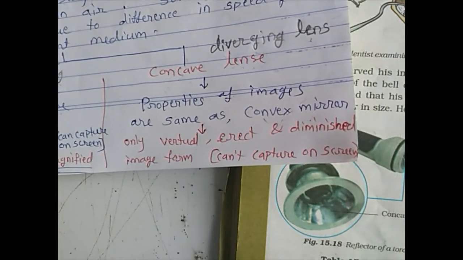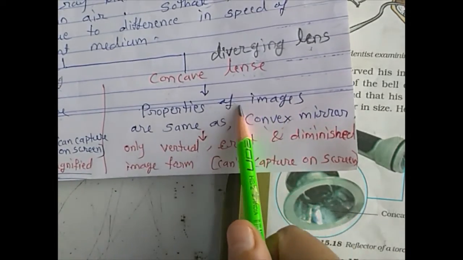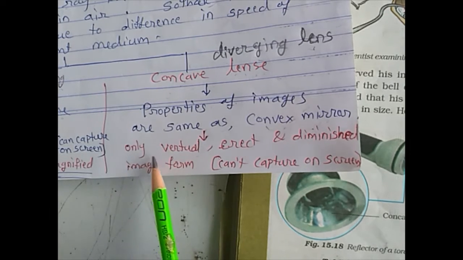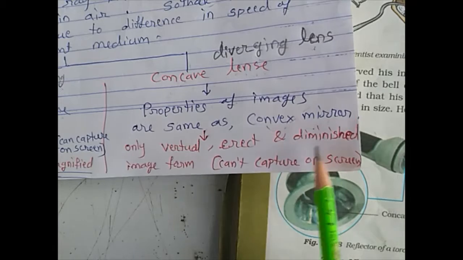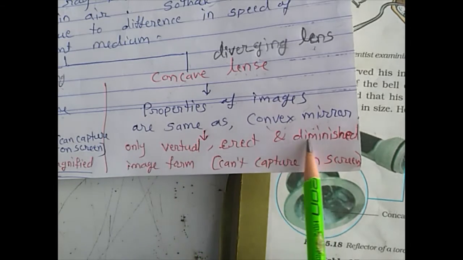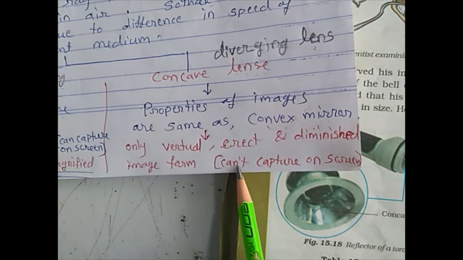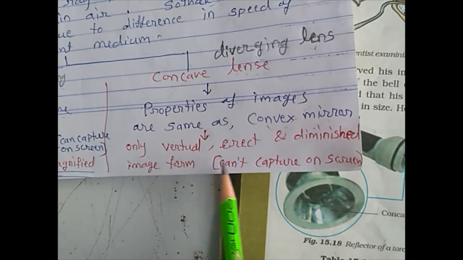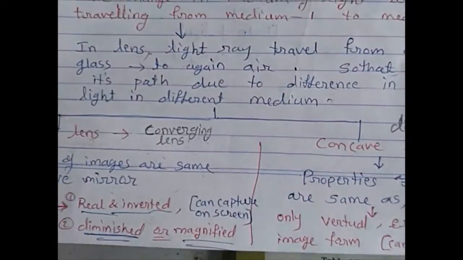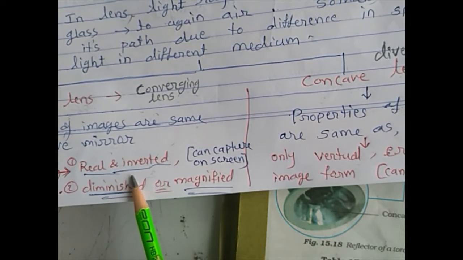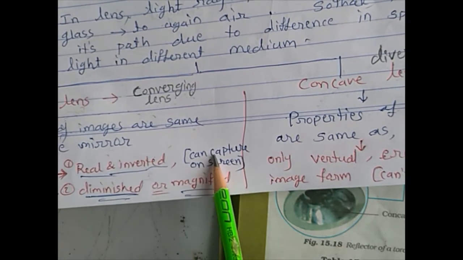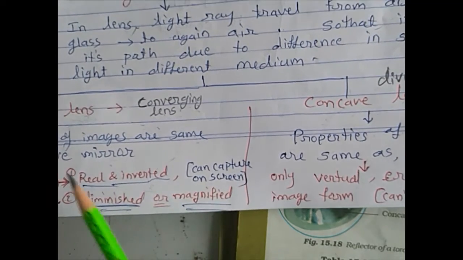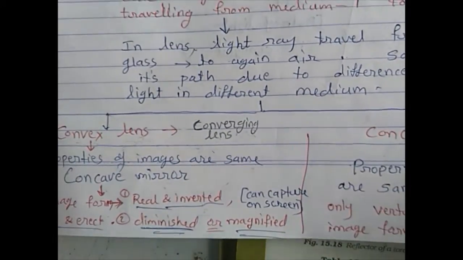So here, in case of concave lens, it shows the property of convex mirror. So here only virtual, erect and diminished image forms, and it can't be captured on screen. That image is virtual, that's why it can't be captured on screen. And here, as the image is real and inverted, that's why it can be captured on screen. Okay, so this is the major difference between the lenses.